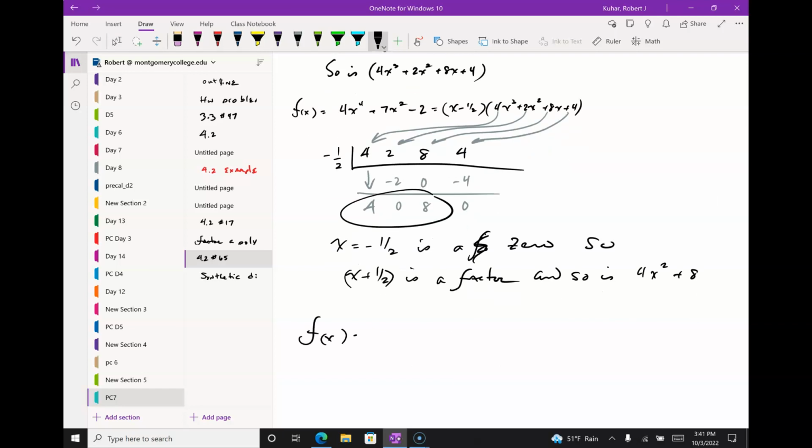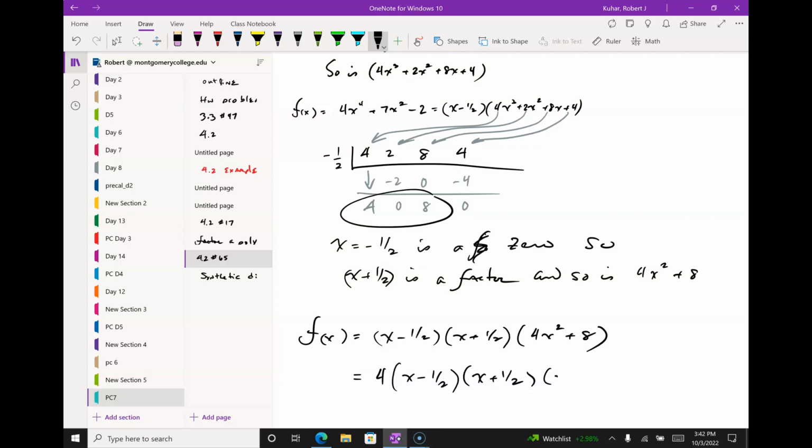So now f of x is x minus a half, x plus a half, and 4x squared plus 8. Anything else you see to factor there? A 4, yes. No, this is test 2 stuff. You need some time to practice on this one.